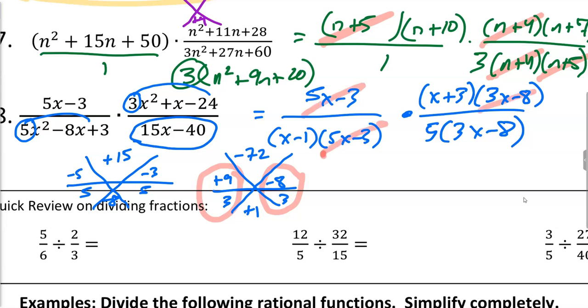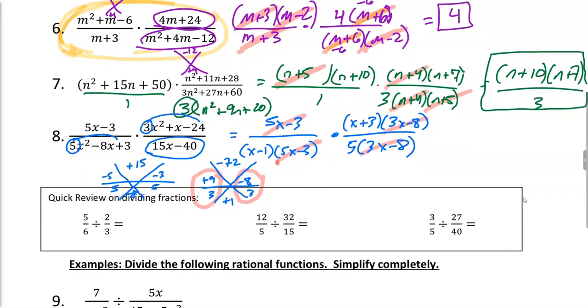Cross, cross, cross, cross. My paper's so messy, you don't even know what to cross. Well, write neater. Now, what do I have on the bottom? I have a 5 and an x minus 1. Guys, you never have to multiply it back out. Just leave it like that.